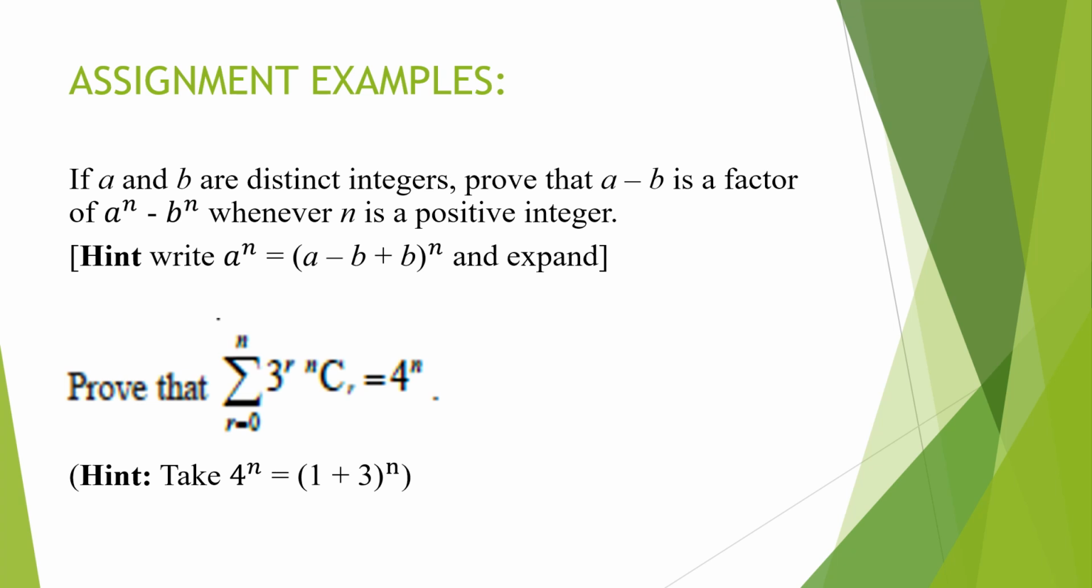So again, looking at the sum, it should be understood that a raised to n can be written as a minus b plus b whole raised to n, and then you expand using the binomial expansion. Second example, prove that summation r running from 0 to n of 3 raised to r into nCr is 4 raised to n. Now again, as I am telling you, just look at the example and see how you can use the binomial expansion. 4 raised to n can be written as 1 plus 3 raised to n, and you will get this proof.